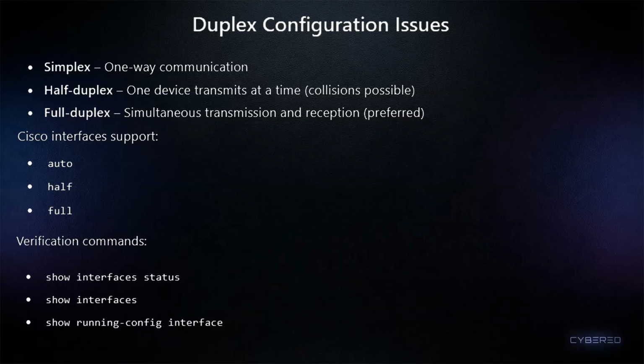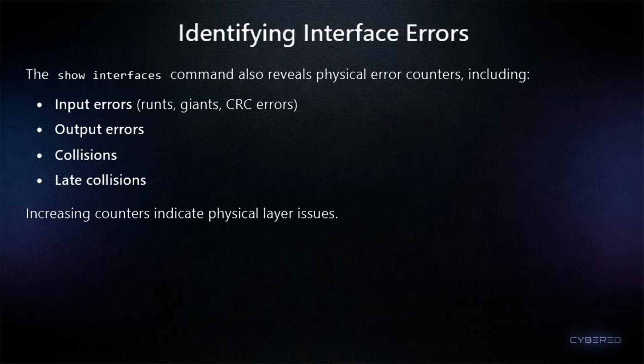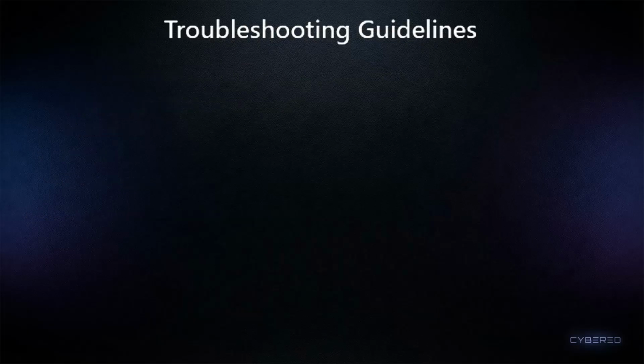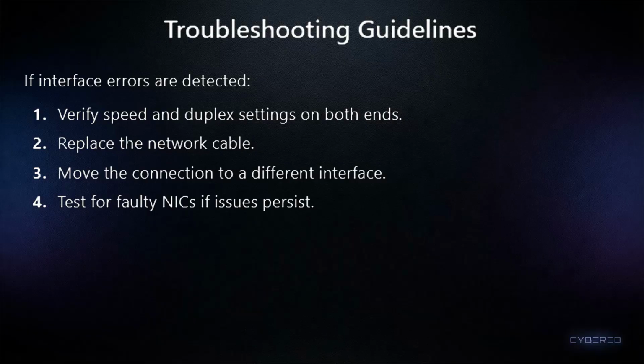The show interfaces command also reveals physical error counters, including input errors, runts, giants, CRC errors, output errors, collisions, and late collisions. Increasing counters indicate physical layer issues. If interface errors are detected, verify speed and duplex settings on both ends, replace the network cable, move the connection to a different interface, and test for faulty network interface cards if issues persist. Physical faults, misconfigured interfaces, or failing hardware can all lead to latency, packet loss, and poor network performance.